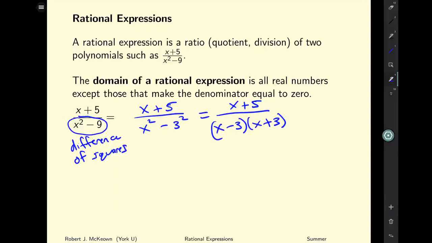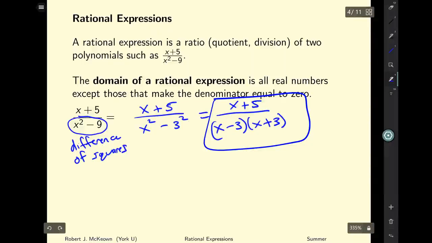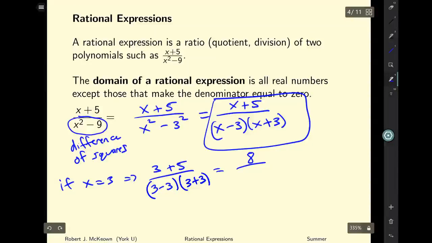Now, we know that all real numbers are in the domain except for those real numbers that make the denominator equal to 0. So using this right here, it's easy to see that if x is equal to 3, then we have 3 plus 5 divided by 3 minus 3 multiplied by 3 plus 3, which is 8 over 0 times 6, which is equal to 8 over 0.